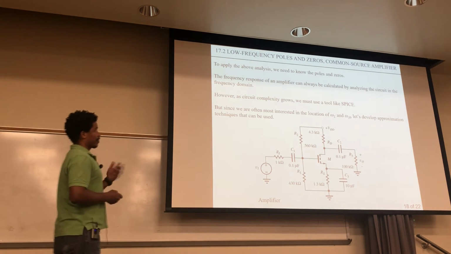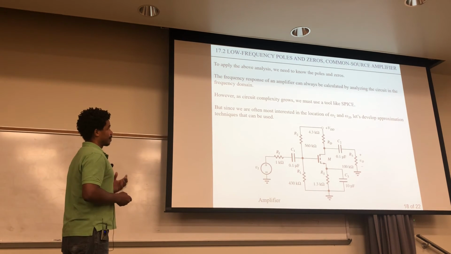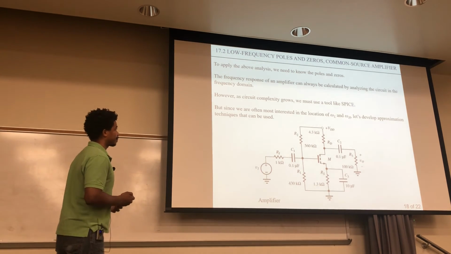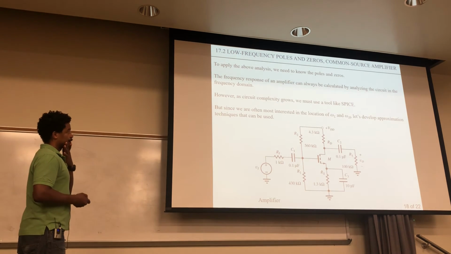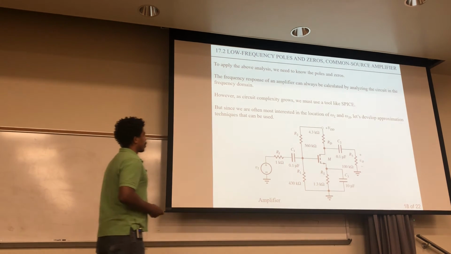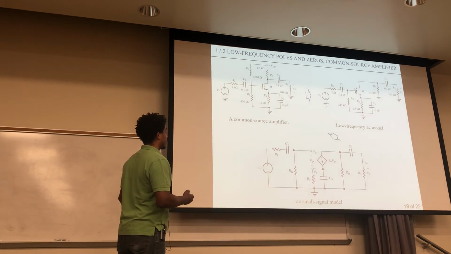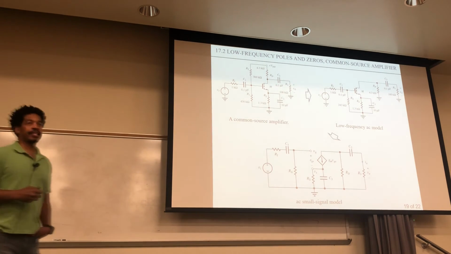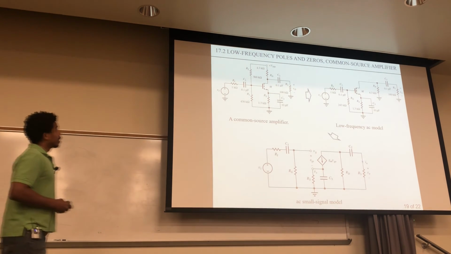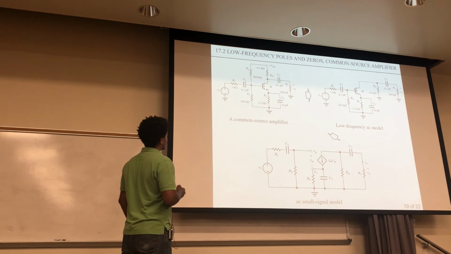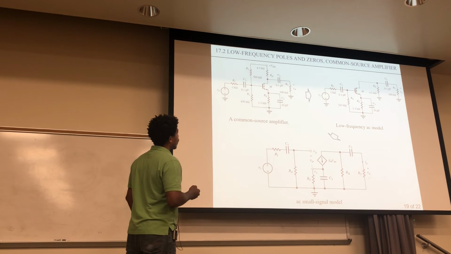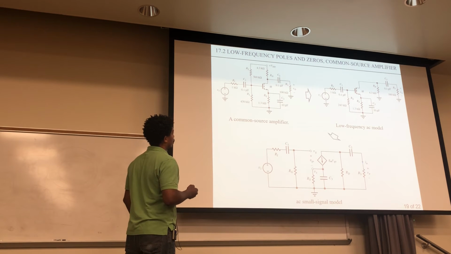Okay, so we're going to start developing some analysis methods to just approximate the low frequency cutoff and high frequency cutoff. We'll use this common source to do that. So first what we'll do is look at the gain of this common source, AV. Here's the common source amplifier, which was shown in the last slide. This right here is the AC model, low frequency.